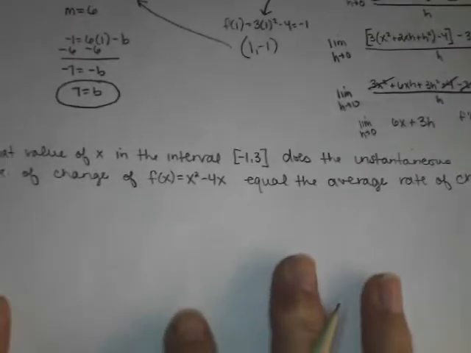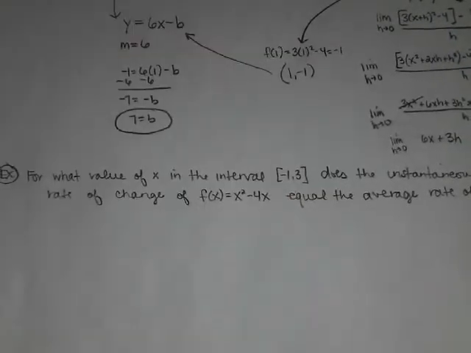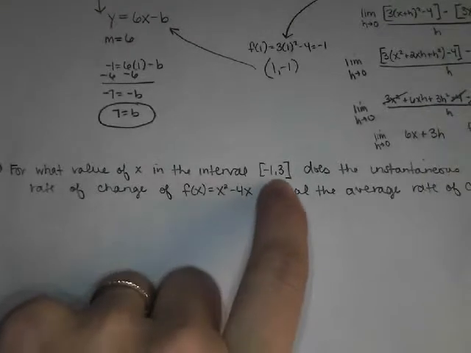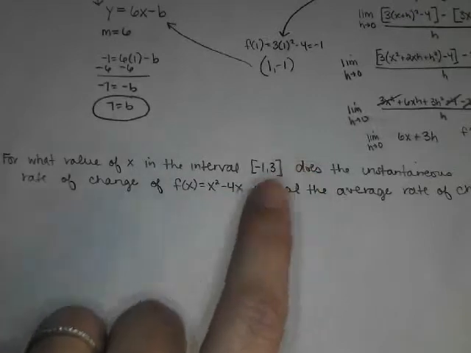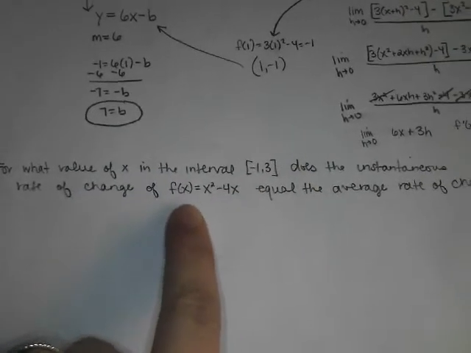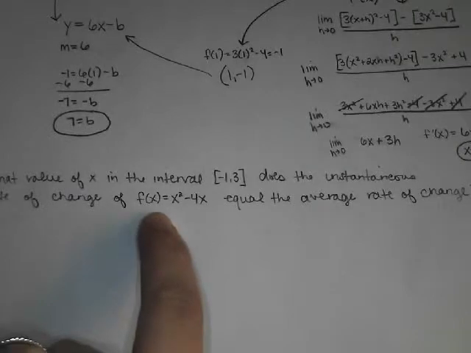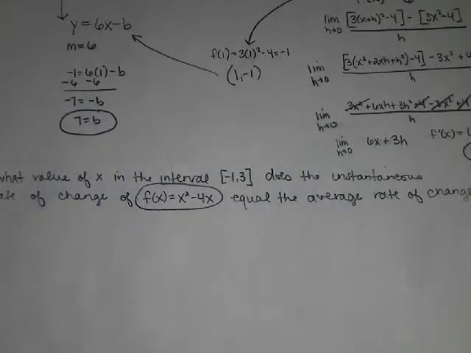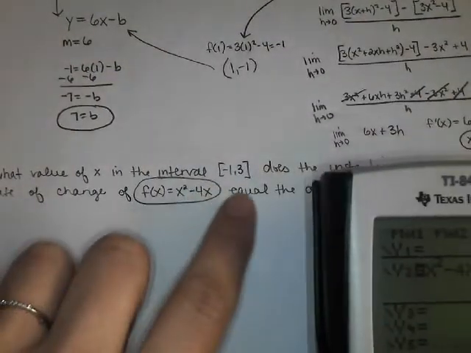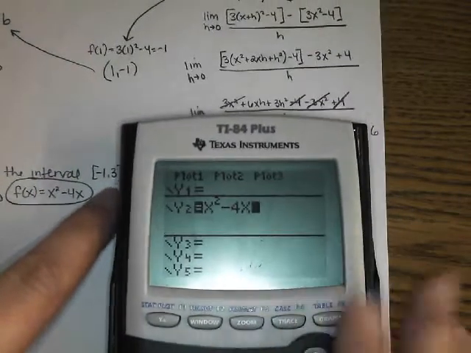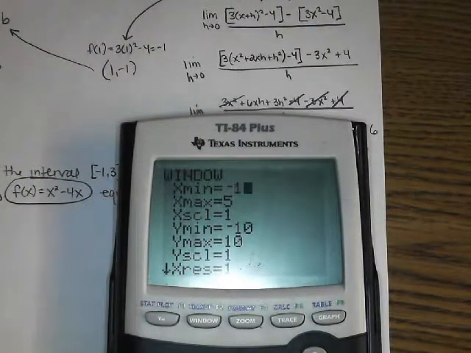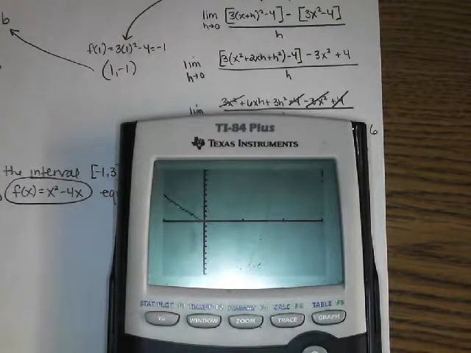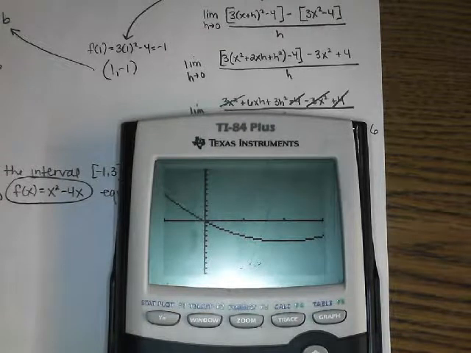Next example says, for what value of x in the interval from -1 to 3 does the instantaneous rate of change of this function equal the average rate of change of the function? So again, for a visual, I'll show you a picture of the function we're looking at. We're only interested in a certain interval, the interval from -1 to 3. So I'm going to graph it only on the interval from -1 to 3. So here's the function from -1 to 3.